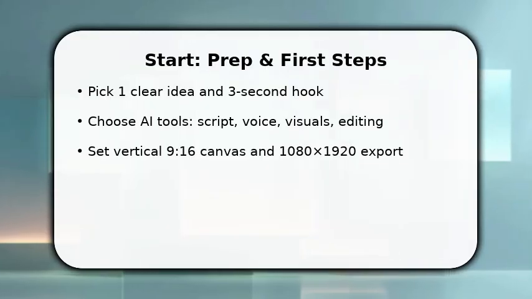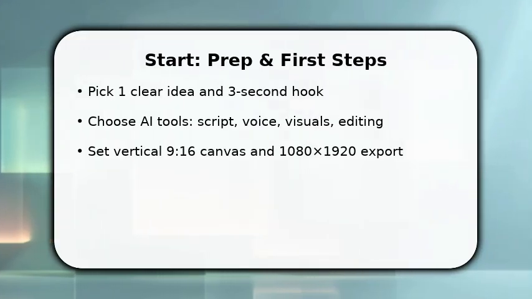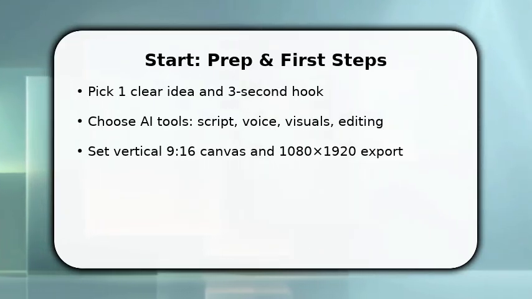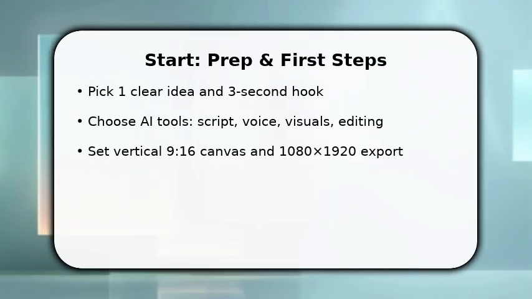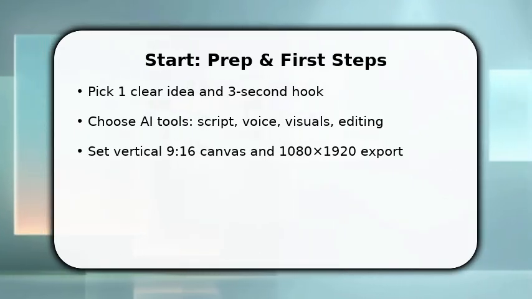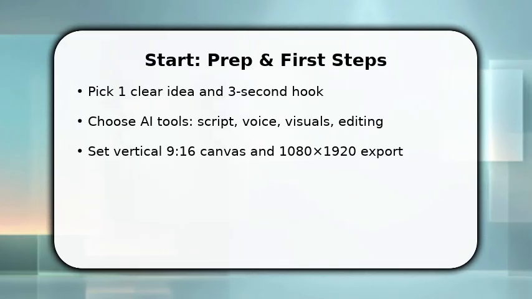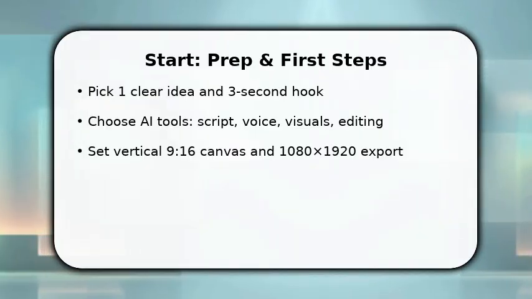You start by locking one strong idea and writing a tight hook for the first 3 seconds. That sells your short. Next, pick AI tools, a prompt-driven script generator, a TTS or voice model, and a visual maker. Once done, draft a 15-45-second outline with beats, hook, value, CTA. Make sure to set a vertical 9:16 canvas at 1080 x 1920 now so assets fit.